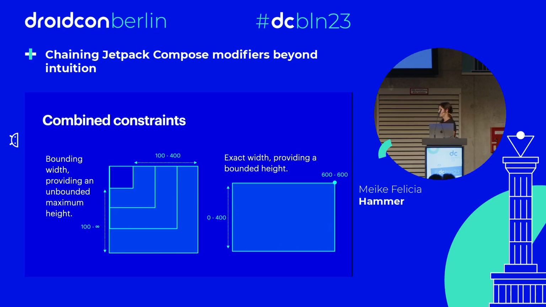Additionally, you have to imagine you can combine all these types of constraints. For example, a bounded width but an unbounded maximum height, like our height can go from 100 to infinity, and the width can go from 100 to 400. Or we could have an exact width and a bounded height: the exact width of 600 and a bounded height of 0 to 400.